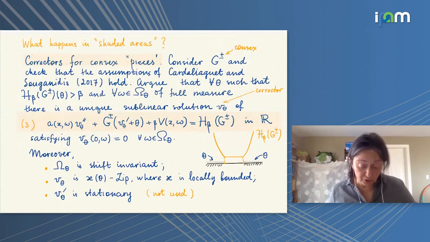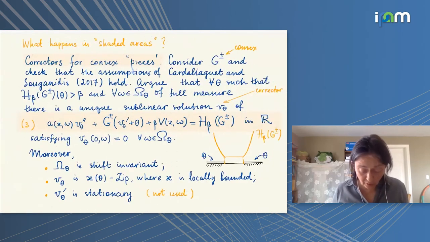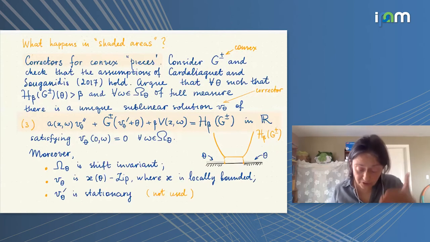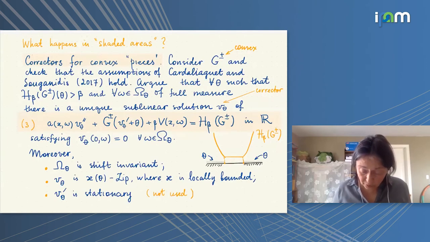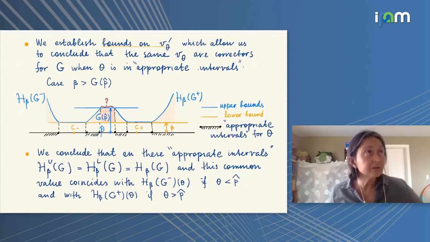So now what's left is whether we can show that this derivative plus theta lies exactly in the regions where we don't have our homogenization. So if we can find appropriate bounds on this term, then G plus and G minus are equal to our G. So these specific correctors will work for our non-convex Hamiltonian. So we establish bounds on V plus theta, on the derivative of a corrector. And these bounds are exactly those that we need.